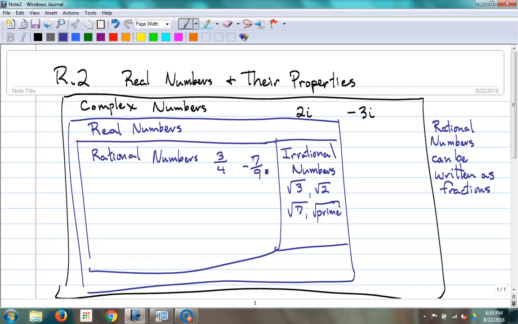But inside of rational numbers, there's this box that has integers in it. Not integers.